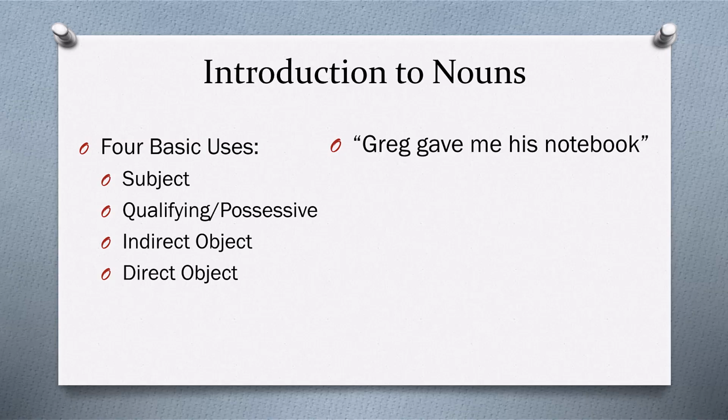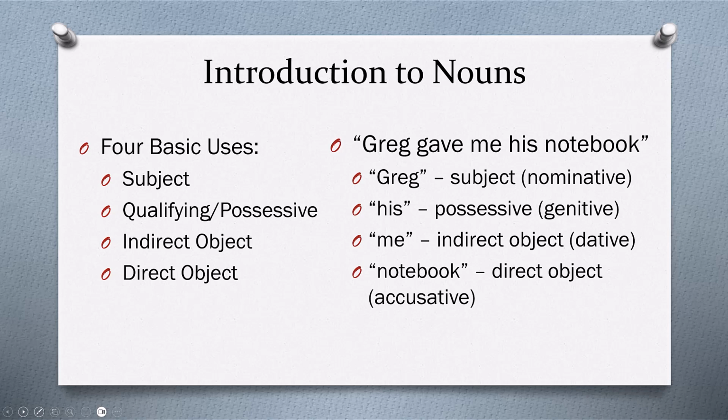Let's take a look at an example sentence then in English. Greg gave me his notebook. Well, how do these nouns break down? How are they working in this sentence? Well, we can say that Greg is the subject. This would actually be called the nominative in Greek. The subject is called the nominative. His is a possessive word, which in Greek would be the genitive case.